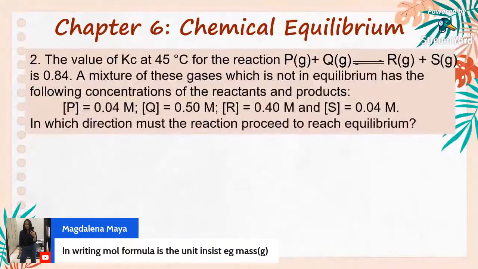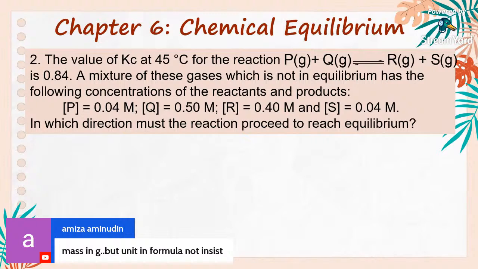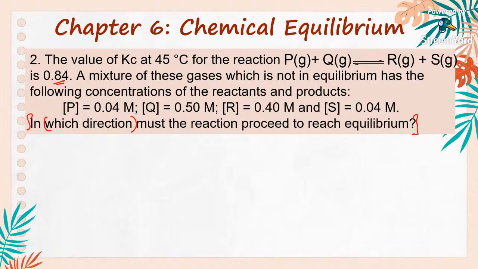Okay, should we go to the next one? This is the question to predict the direction, an example that a question could be asked in this chapter. The value of Kc for this reaction is given. A mixture of these gases, not at equilibrium, has the following concentrations. So in which direction must the reaction proceed? You will need to answer this question.